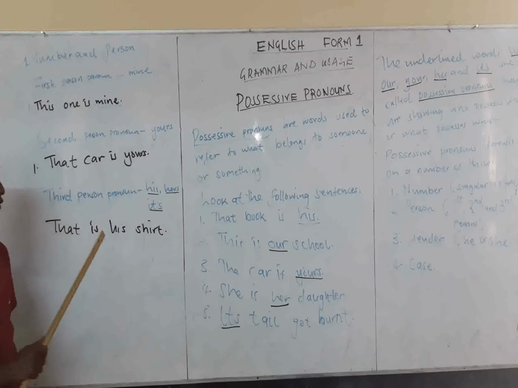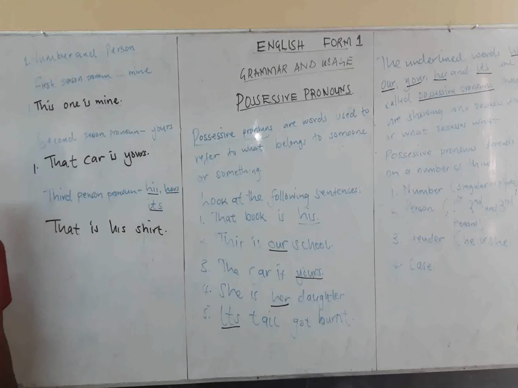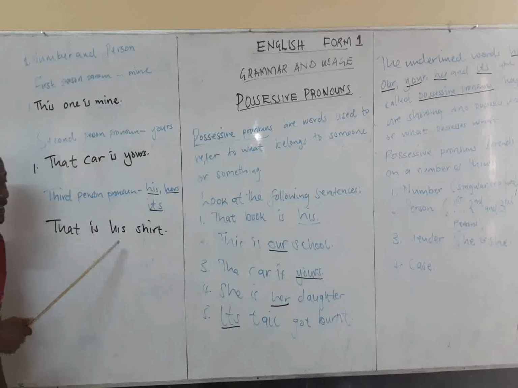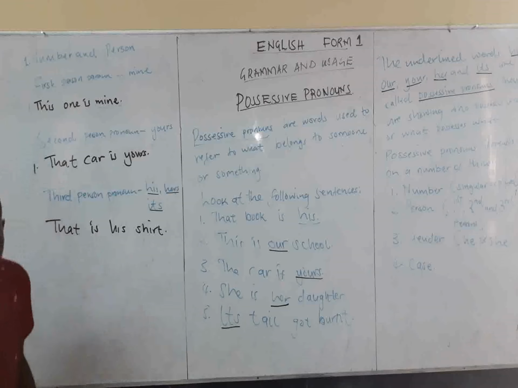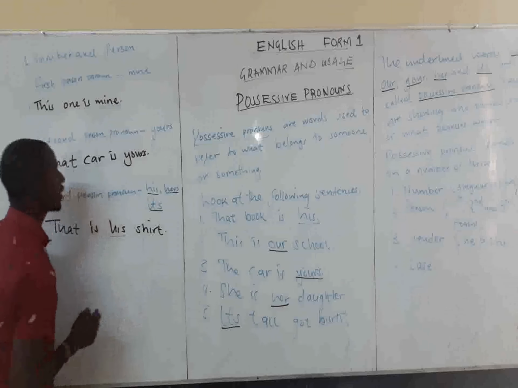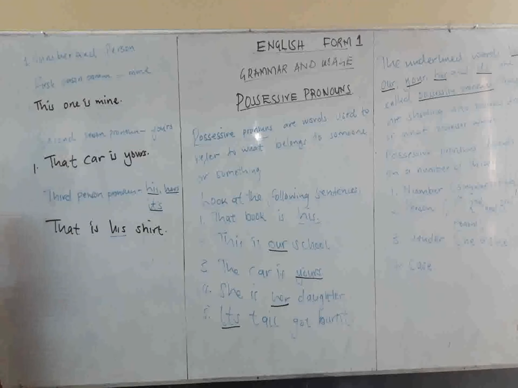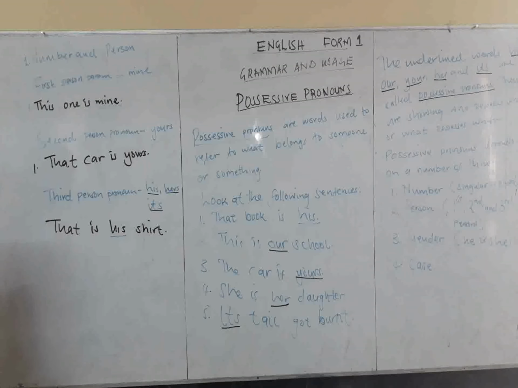And so, when I'm telling you, Kamau, that shirt belongs to Otieno, I'm simply telling you that is his shirt. That is his shirt. So the word here is giving us, or it is telling us, who the shirt belongs to, that person who is not there.